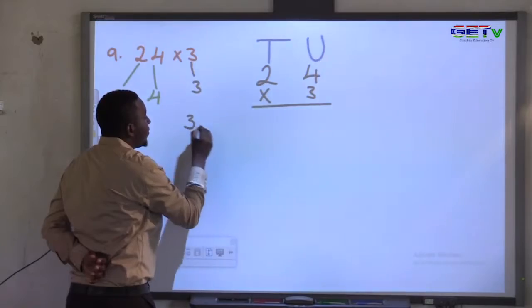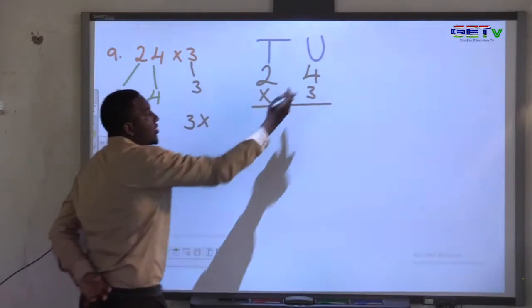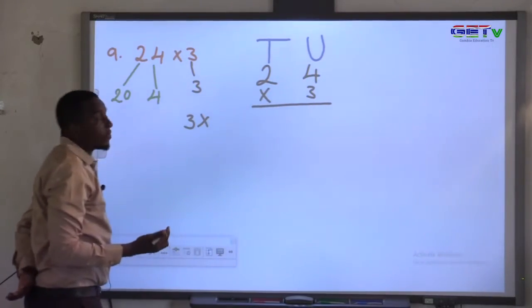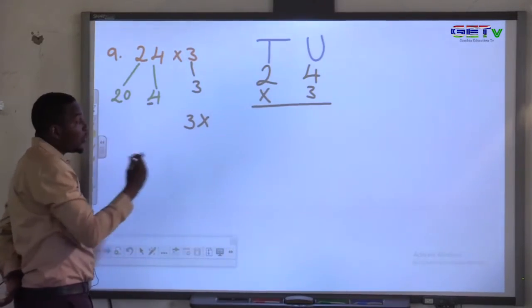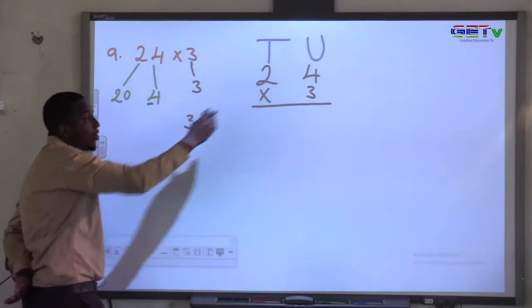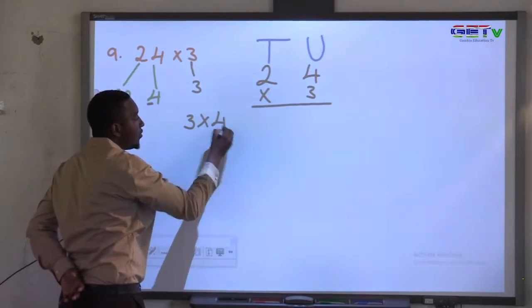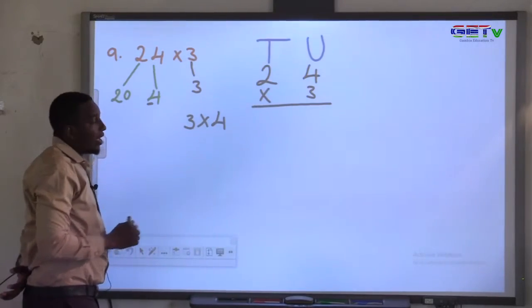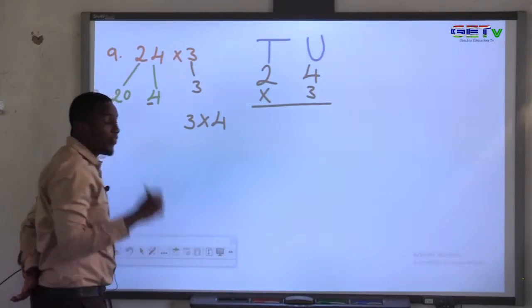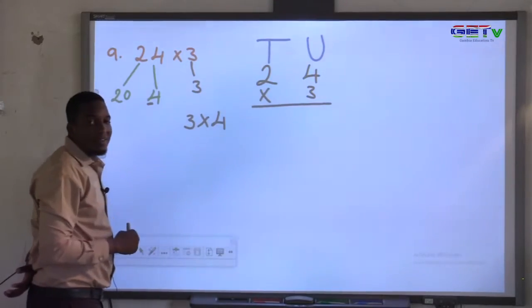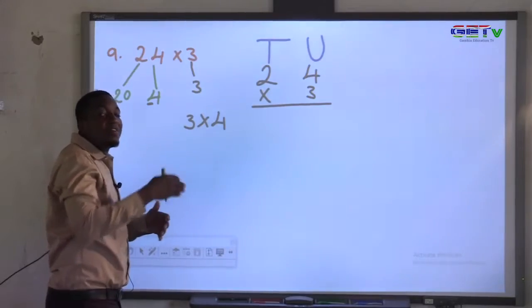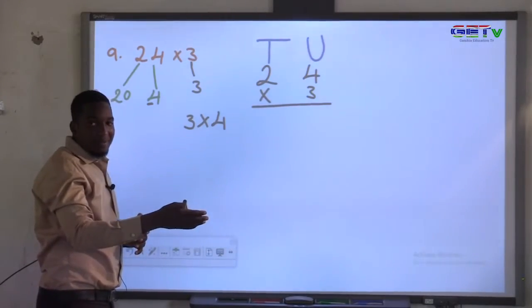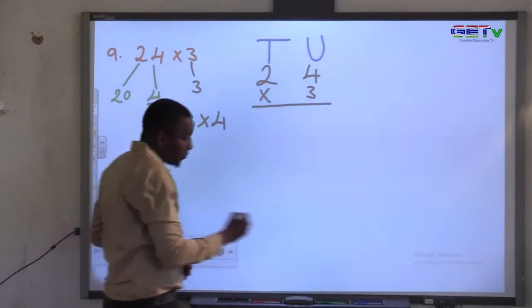3 multiplied by, what is the value of 4? Well, we agreed that the value of 4 is just 4. So we are going to multiply 3 by the value of 4, which is 4. And 3 times 4, if you can recall from our previous lesson, simply means adding 3 four times. And that will result in 12.